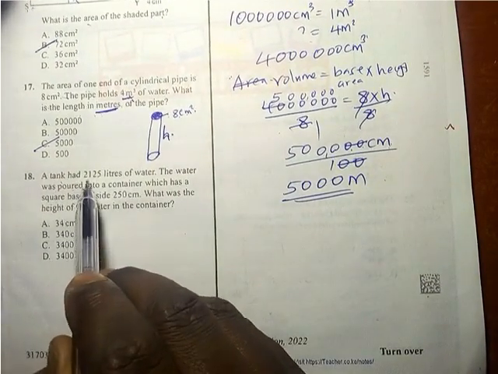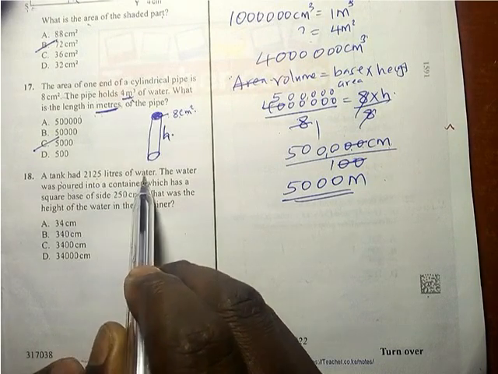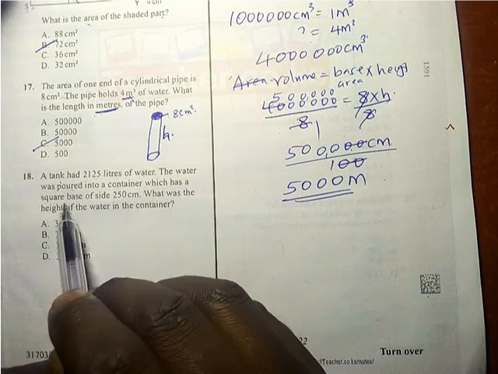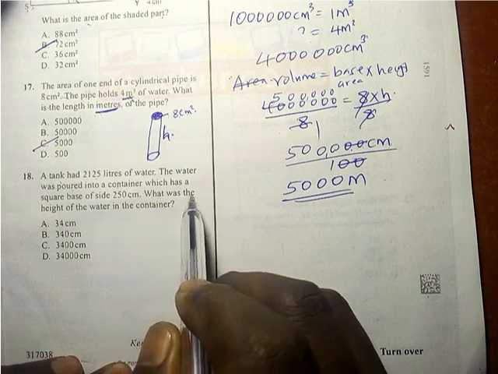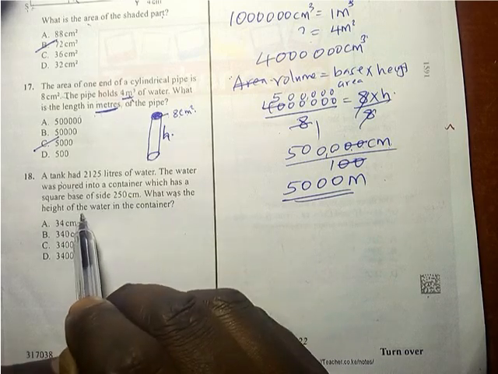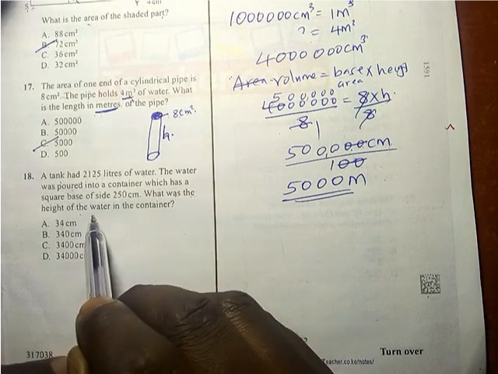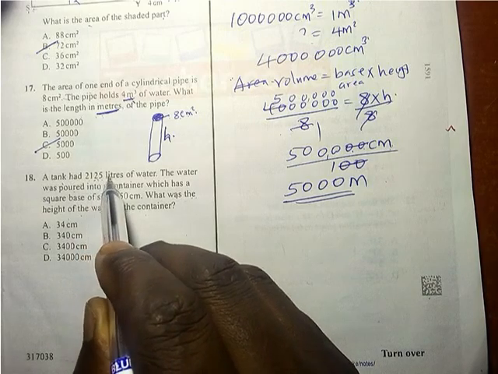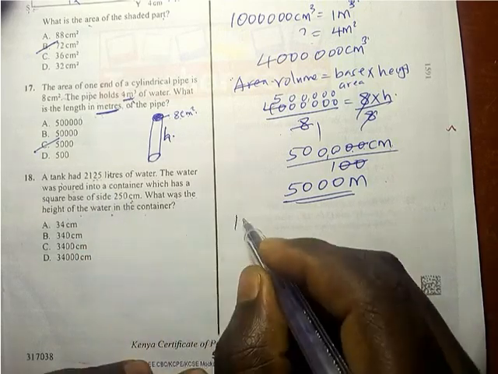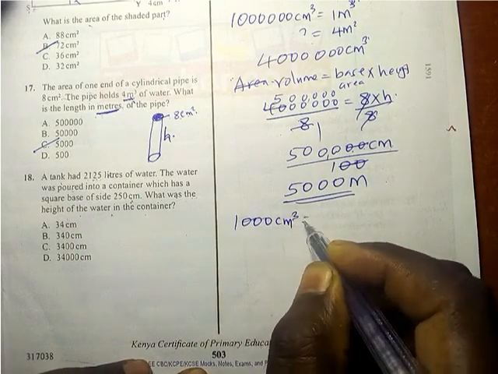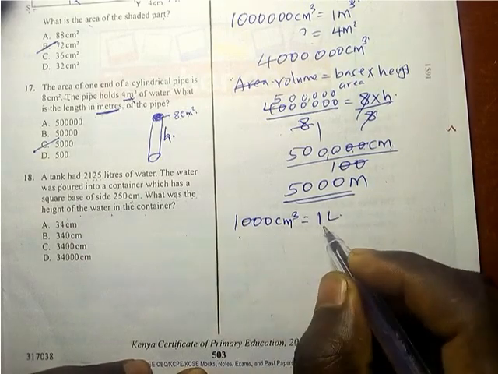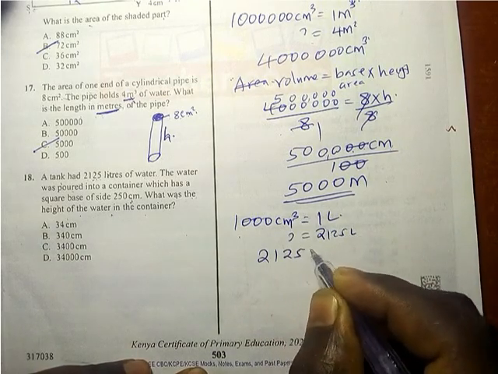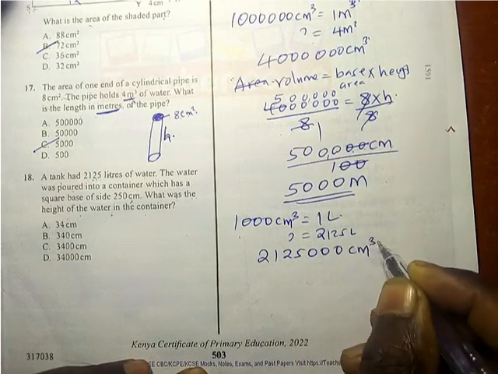A tank had 25 liters of water. The water was poured into a container which has a square base of side this. What was the height of the water in the container? Kwanza wacha tubadilishe hii water in liters iwe kwa centimeters. Tunajua 1000 centimeters cube equal to 1 liter. So tutauliza 2125 liters itakuwa ngapi? Itakuwa 2125 times 1000 centimeters cube.